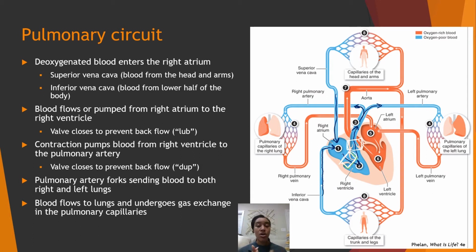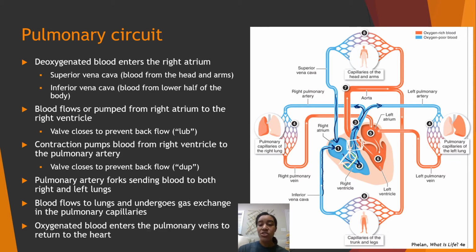They both just go to the right and left lungs, so they basically do the same thing. So we'll just follow the right pulmonary artery from now. The blood travels from the right pulmonary artery to the lungs and becomes oxygenated. Then the oxygenated blood travels back to the heart via the pulmonary vein and empties into the left atrium. And this is the entirety of the pulmonary circuit.